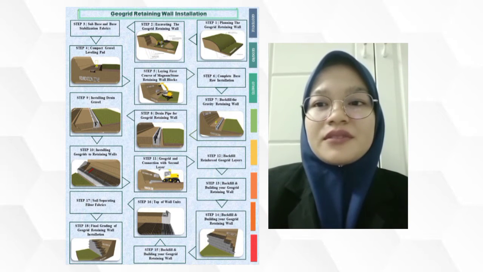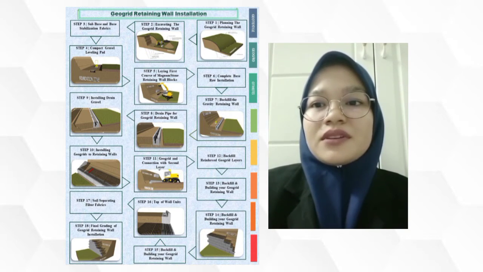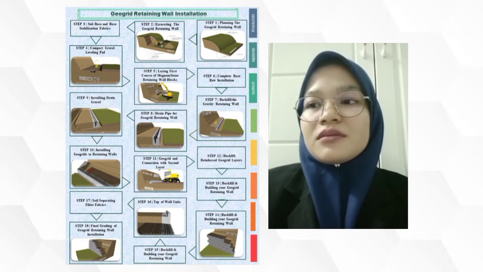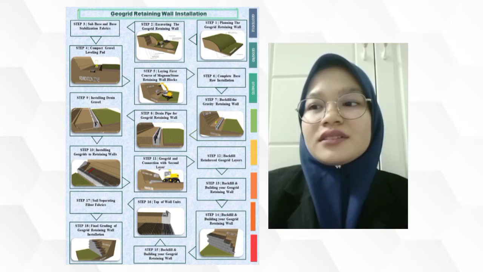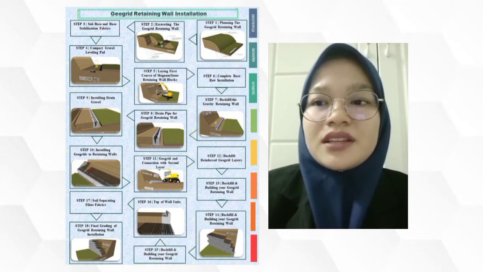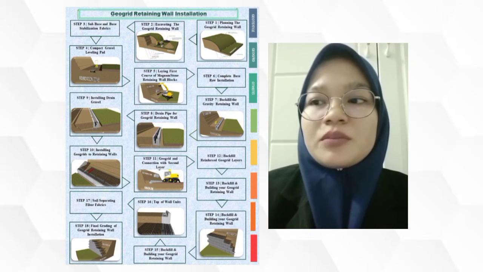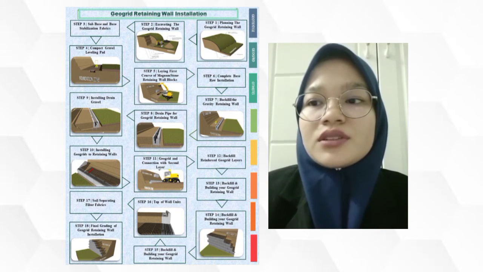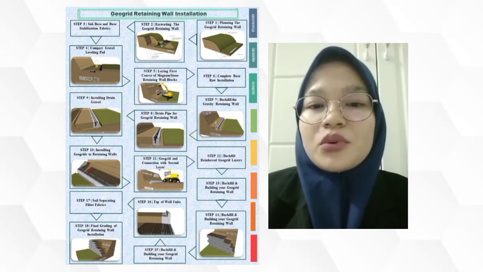Step 7. Backfill the gravity retaining wall. Backfill the magnum stone block with an approved material. Run a plate vibratory compactor or a roller vibrating compactor over backfill material with proper moisture content. Backfill in lifts or layers that are acceptable to the soil condition and size of the compaction equipment. Proper compaction is crucial to the success of the finished product.